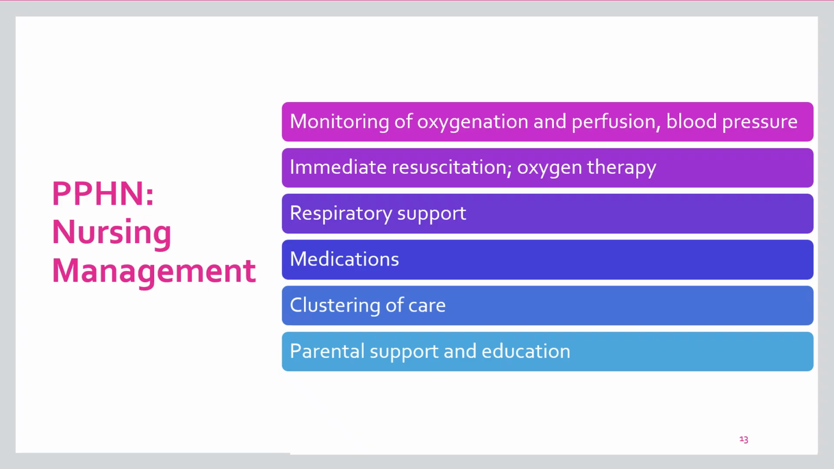Immediate resuscitation is needed. Oxygen therapy should be administered. Provide respiratory support, so maybe the baby needs CPAP or PEEP or something like that. Medications should be given according to the doctor's orders. When you give medication to pediatric patients, always check the orders properly, because pediatric medications are very specific, based on their weight and height. Use clustering of care, so do everything together, and provide parental support and education as before.